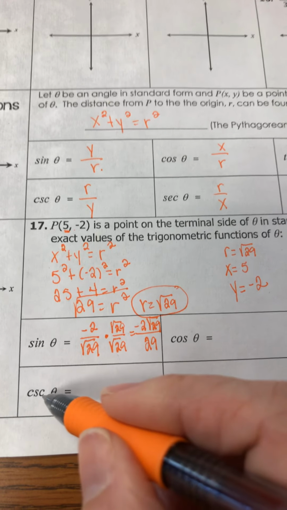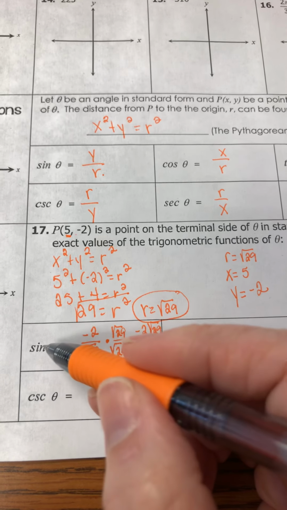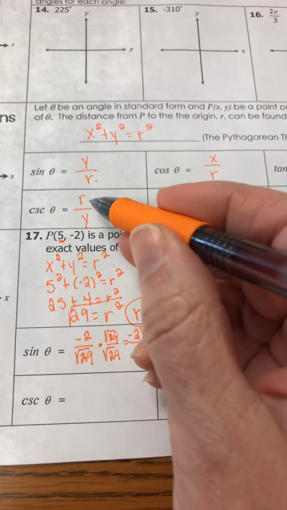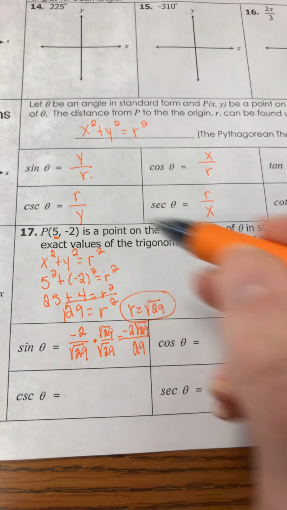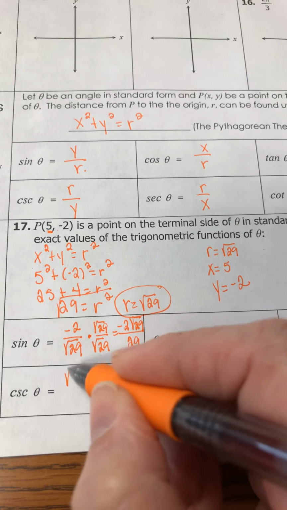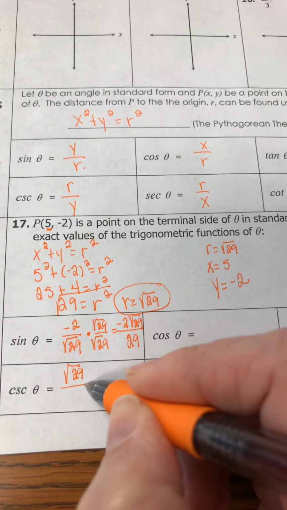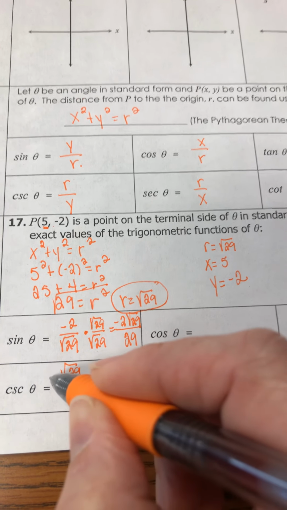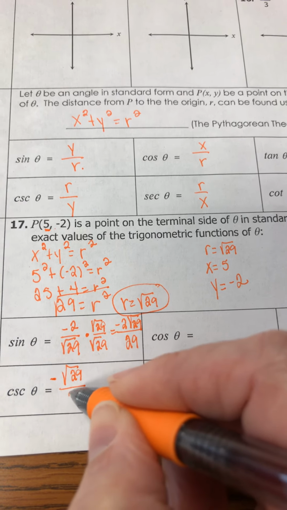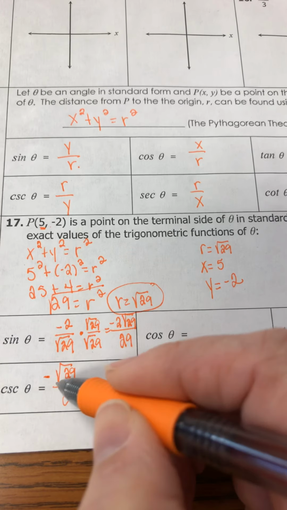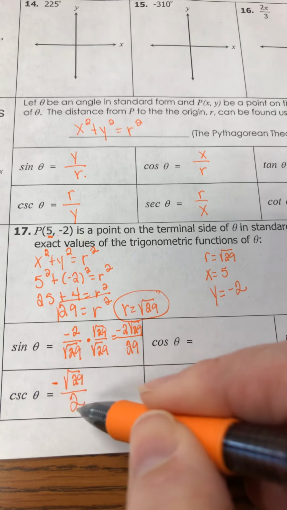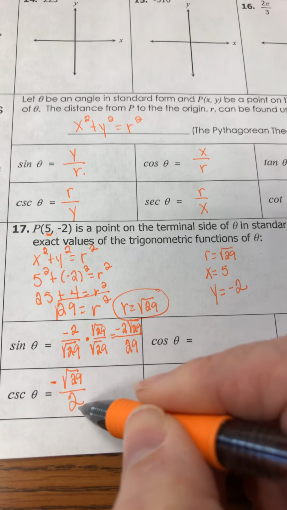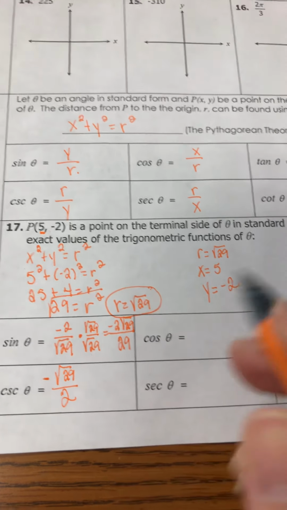Now the cosecant is going to be the reciprocal of the sine function, so it's going to be the radius over y. My radius is the square root of 29, and my y is negative 2. We don't put a negative in the denominator, so I'm going to put it out to the side. It's negative square root of 29 over 2.